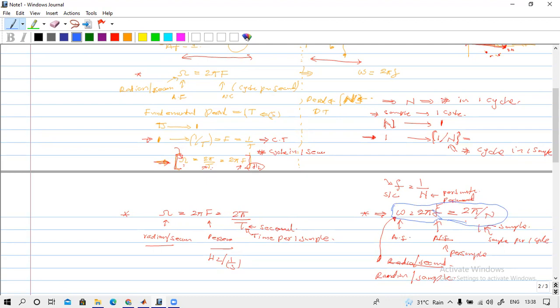So this omega is a number, and this n is the number of samples. It is not time. This f is samples per one cycle, that means per sample. And here omega is in radian per sample. So you have to keep these parameters in your mind. That is very important.